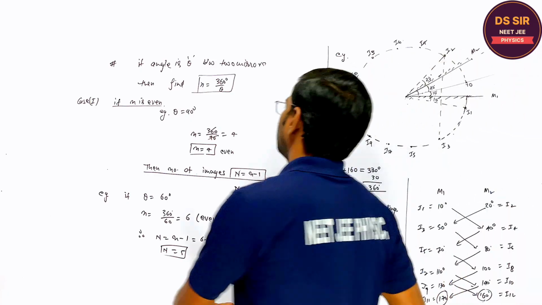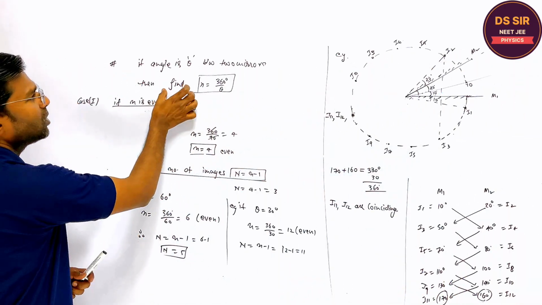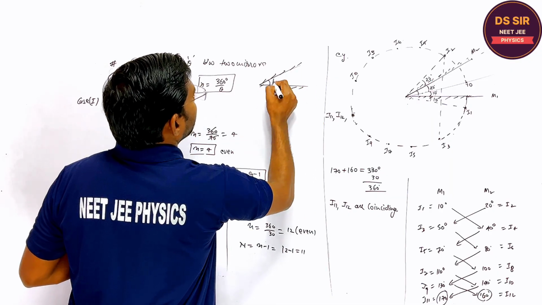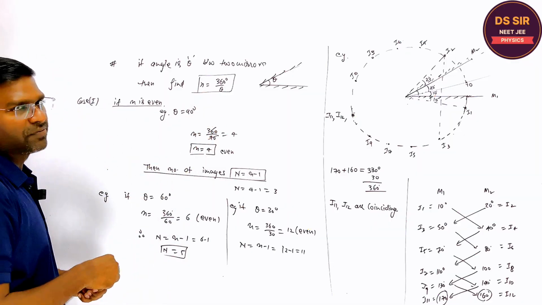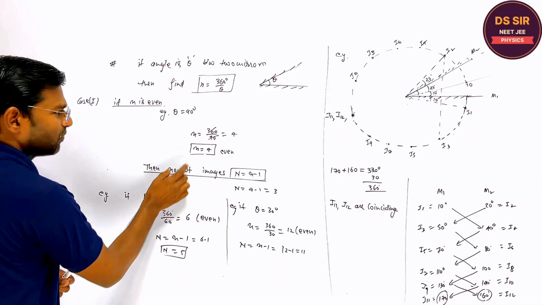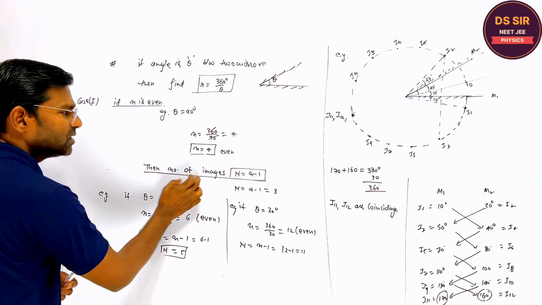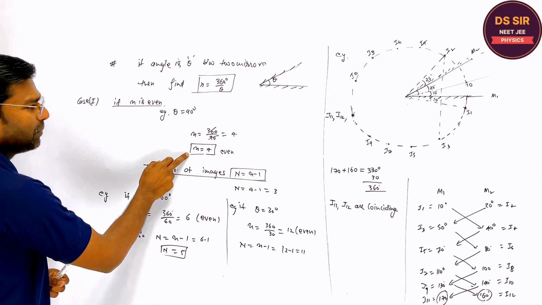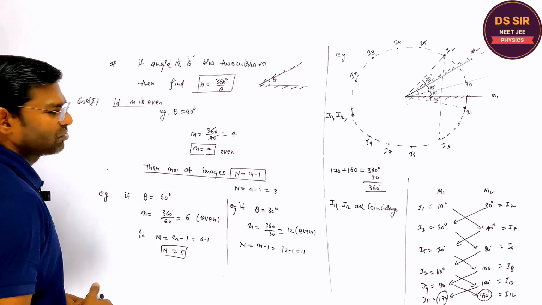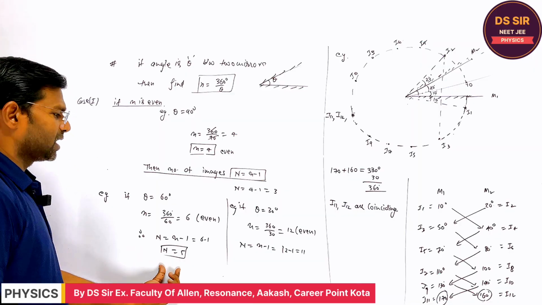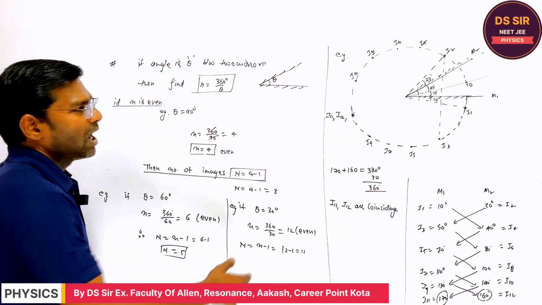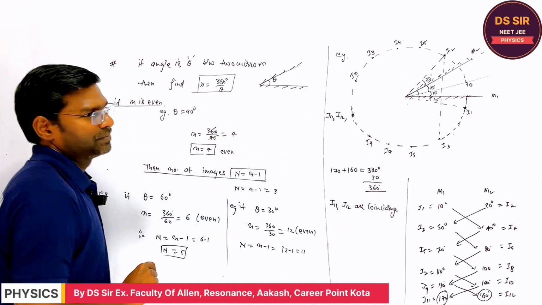I am explaining this once again. If the angle between the two mirrors is theta, you have to find n first. If n is even, then the number of images will be n minus 1. For example, if theta is 90 degree, n is even, the number of images is 3. For 60 degree, the number of images is 5. For 30 degree, the number of images is 11. And this is the example of how the 11 images are formed, right?